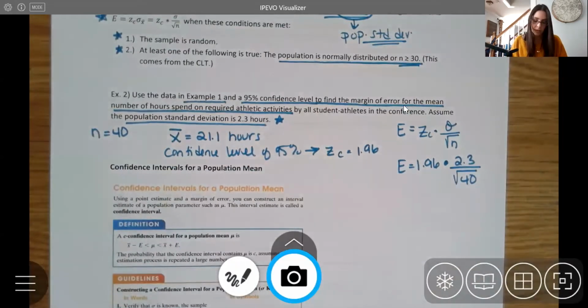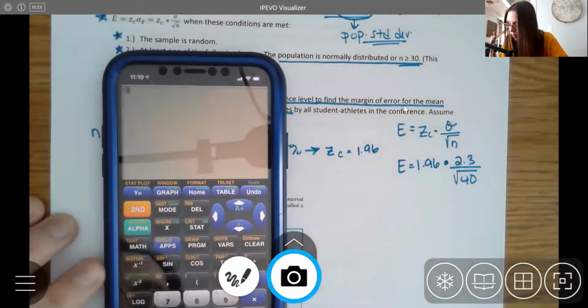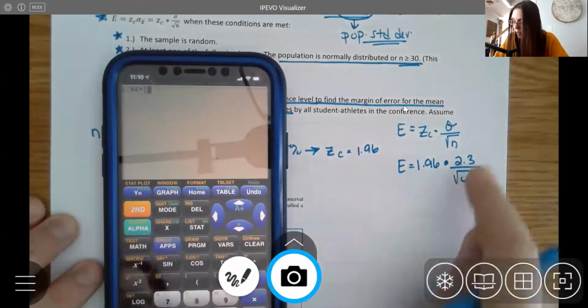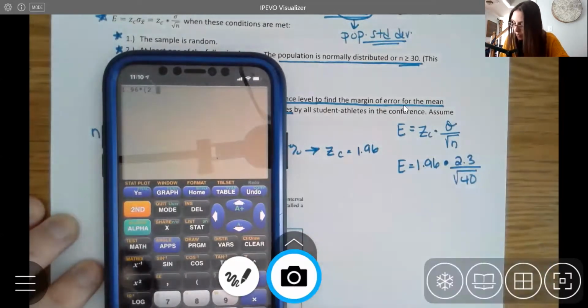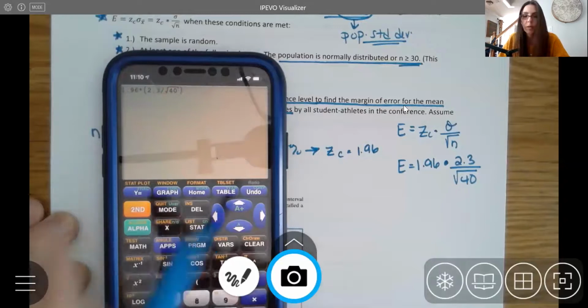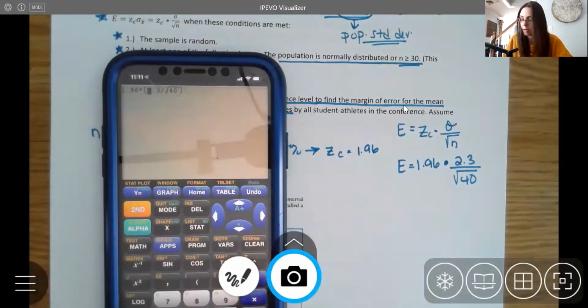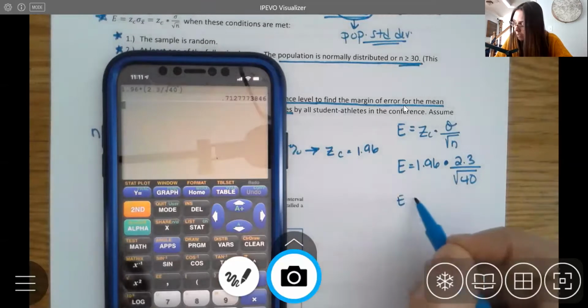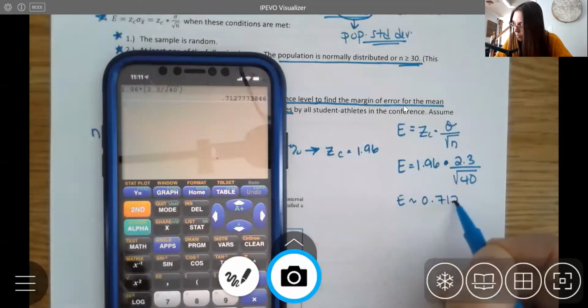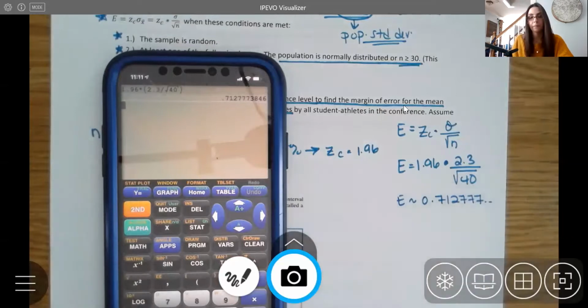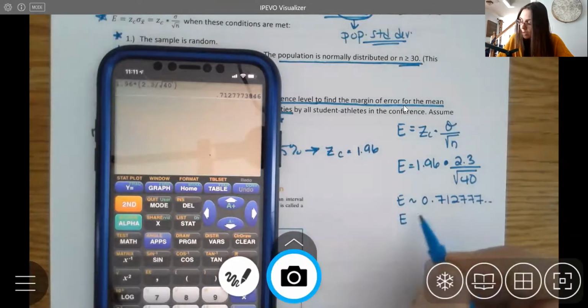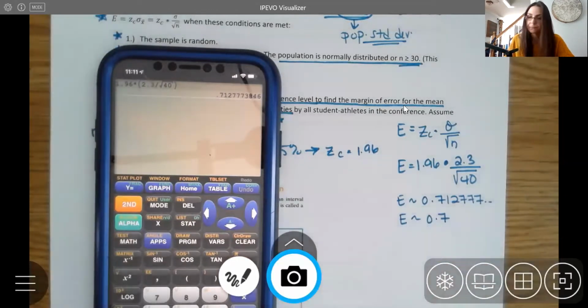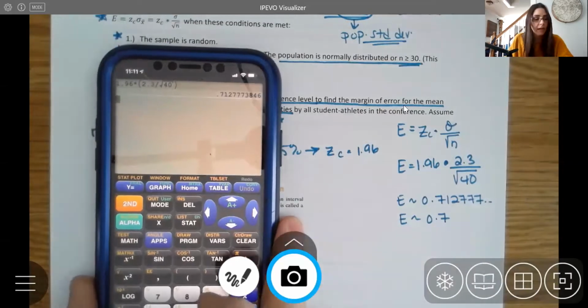Now, here you're definitely going to use your calculator, and the biggest thing is to watch how you type it in. You can do 1.96 times, and then if you want, you can put this in parentheses: 2.3 divided by the square root of 40. Then close your parentheses, so you know it's in the right format. Hit enter, and we get about 0.712777, etc. Your book rounded to one decimal place, so our error was about 0.7. That's how we're calculating the error here.